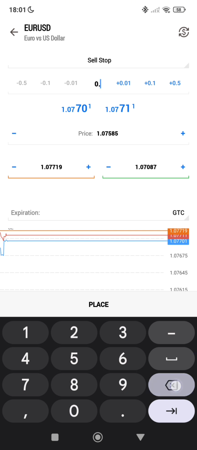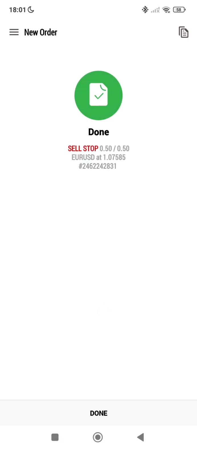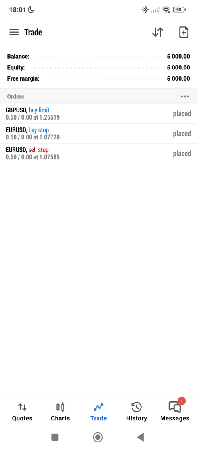You can use 1.0, which is very big, one standard lot. Don't use it for now. You can use 0.05, 0.06, depending on the lot size you want to use, okay? And then you are going to press Place. Now it is done. When you come here, you are going to see a sell stop order.